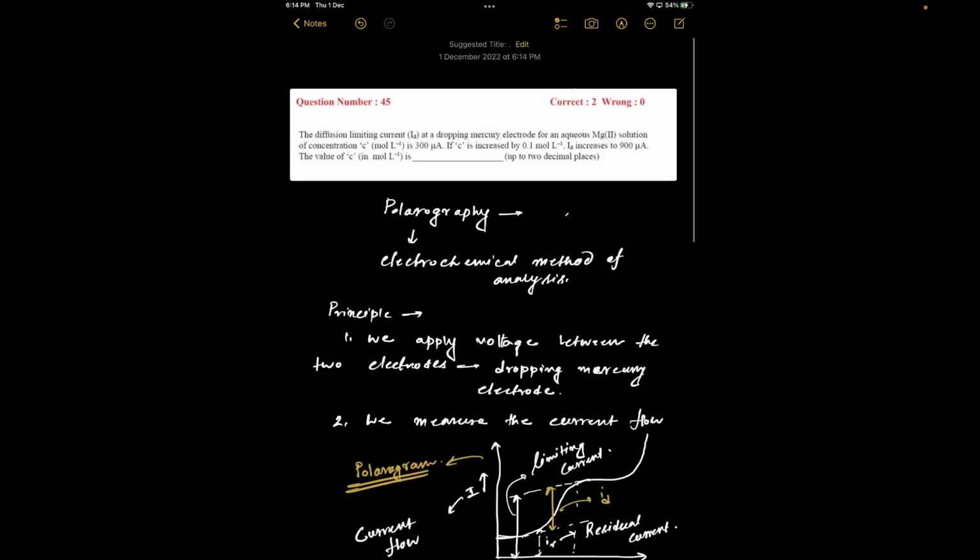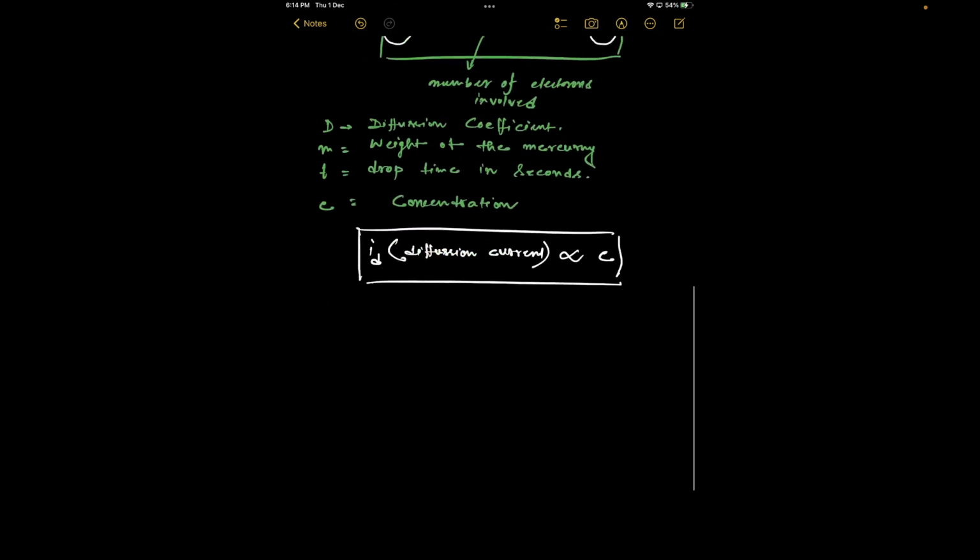Now let's get back to this question. The diffusion limiting current at the dropping mercury electrode for an aqueous magnesium 2 solution of concentration C is 300 microampere. So concentration is C mole per liter and the diffusion current is 300 microampere. Then we increase the concentration by 0.1 mole per liter and the diffusion current increases to 900 microampere. So we need to find the concentration in mole per liter.